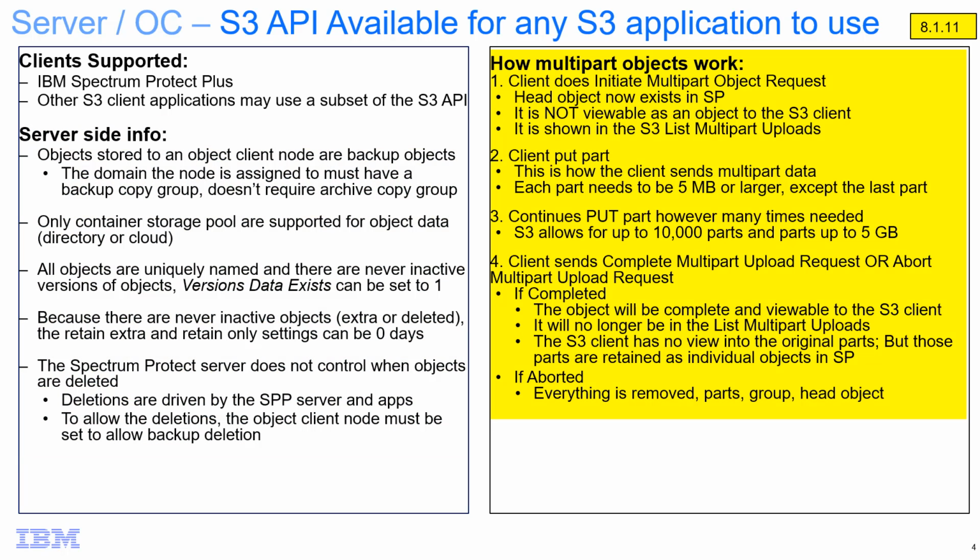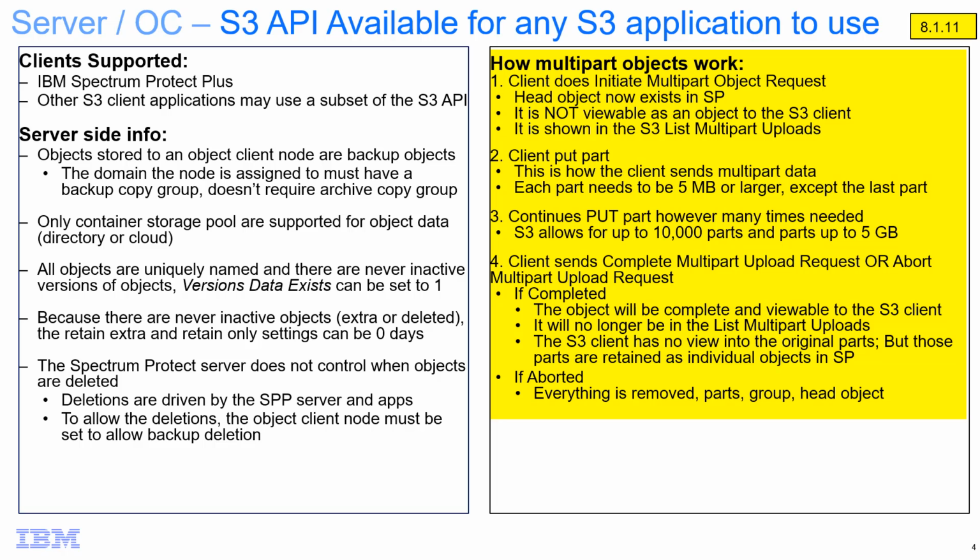I mentioned in the previous slide that we support multi-part objects, and the way that this will look on the Spectrum Protect server is that the client is going to initiate that multi-part object request, and the head object is going to be first sent to Spectrum Protect, and then it's not viewable as an object to the S3 client. It's simply shown in the S3 list as a multi-part upload.